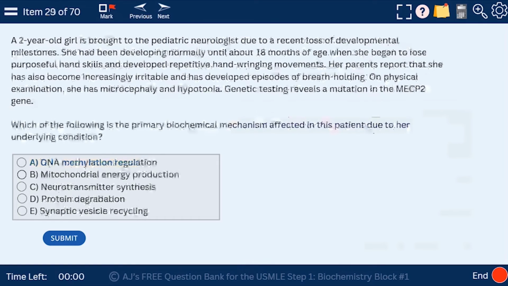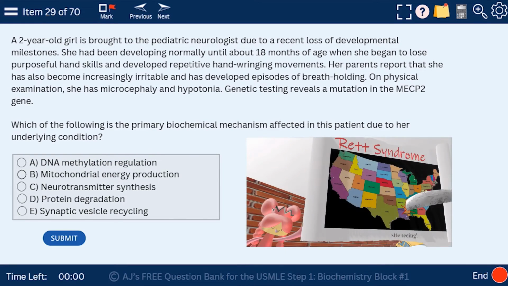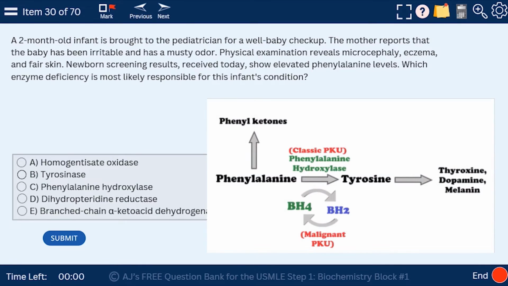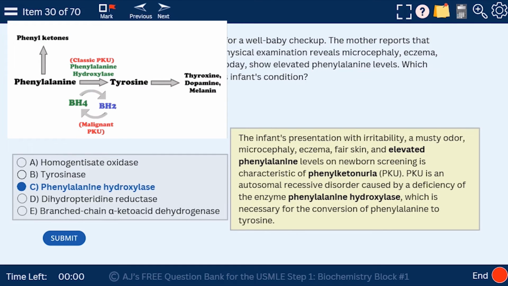Question 29. A 2-year-old girl who has regression and a problem with the MECP2. This is Rett syndrome, where there's a problem with DNA methylation regulation, which you can read about over here. Question 30. A 2-month-old infant with irritability and musty odor. This is PKU, which is a problem with phenylalanine hydroxylase, which you can read about over here. PKU due to deficiency of the enzyme phenylalanine hydroxylase. This enzyme is required for the conversion of phenylalanine to tyrosine. That's why these patients' lab values have elevated phenylalanine.